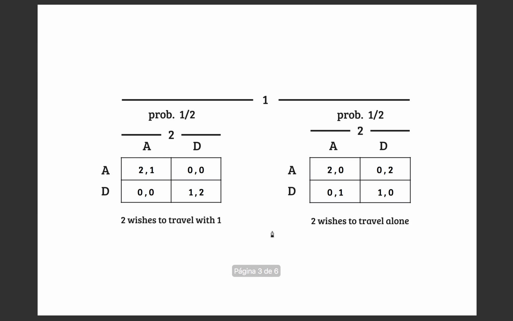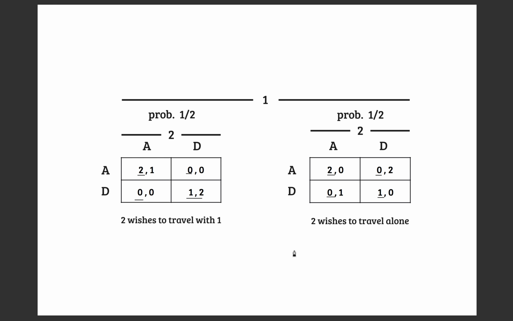Now what happens with player 1? We have analyzed the game from the point of view of player 2, but now we are going to analyze it from the point of view of player 1. Player 1 doesn't have two kinds of preferences, as player 2 has. Player 1 only has one kind of preference. So the payoffs of player 1 are these ones, and they will be the same in both cases: 2, 2, 0, 0, 0, 0, and 1. Why? Because player 1 only has one preference.